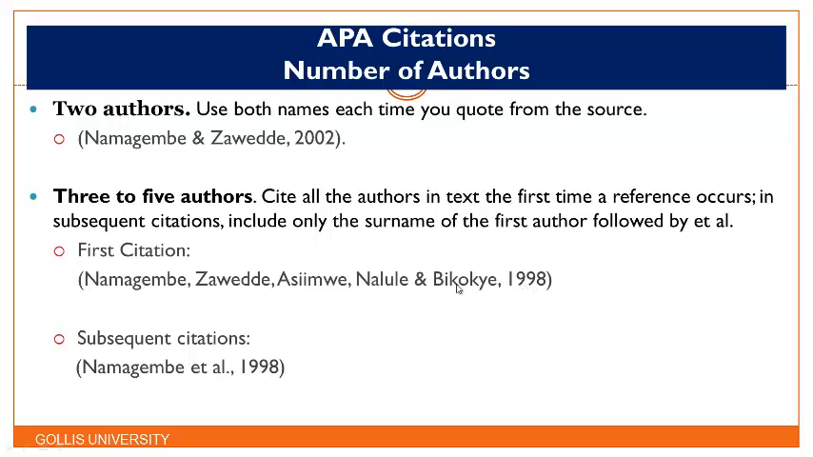1998. These are how many? 1, 2, 3, 4, 5. 5 authors with Namagembe as their lead author. Okay? That's why the first name should be for the first or the lead author.